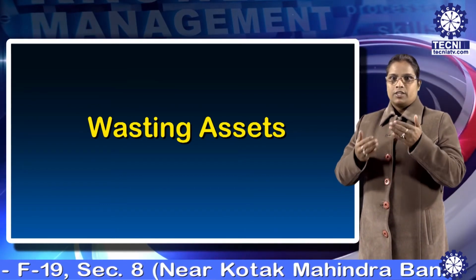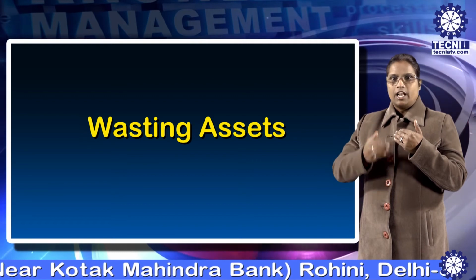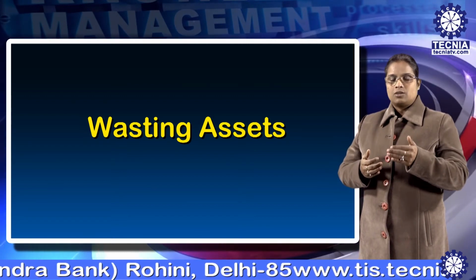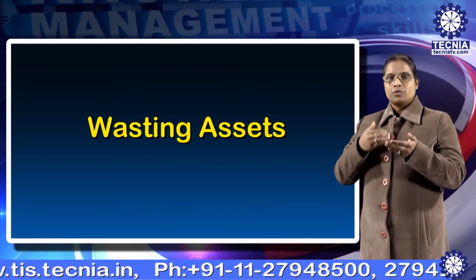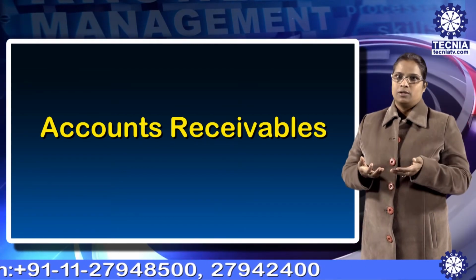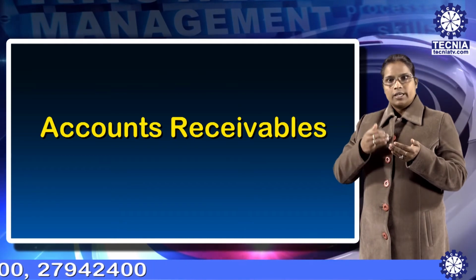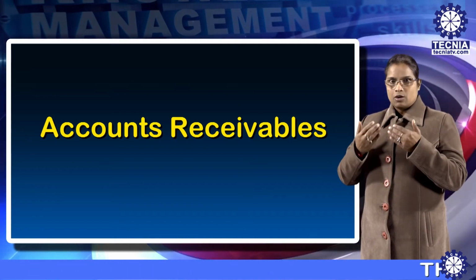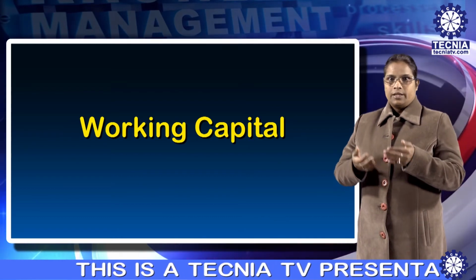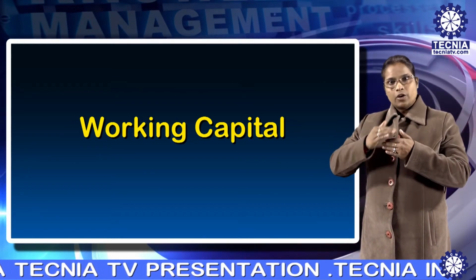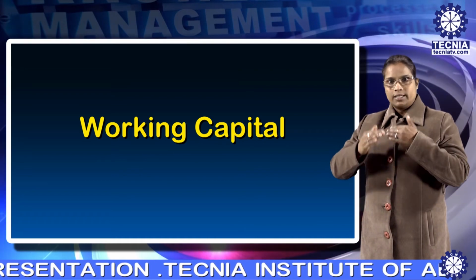Now, we know what a wasting asset is. The assets which are reduced or adjusted in value because of their use are called wasting assets, for example, mines, quarries, etc. Now, we know what accounts receivable are. The bills receivable and sundry debtors come under the category of accounts receivable. Now students, I am going to explain working capital. The difference between the current assets and the current liabilities is called working capital.